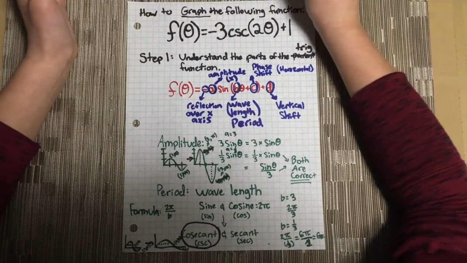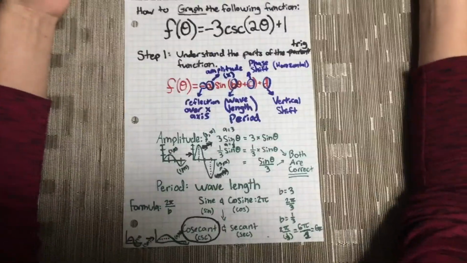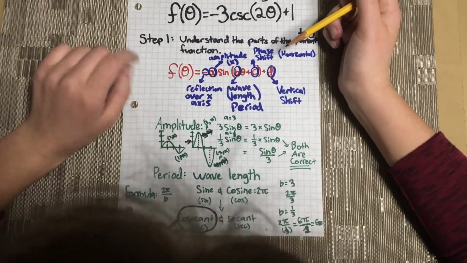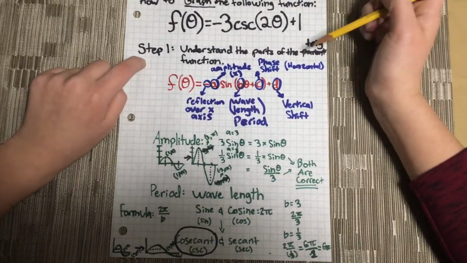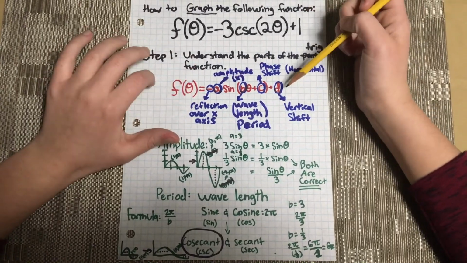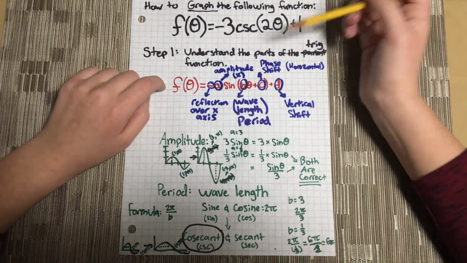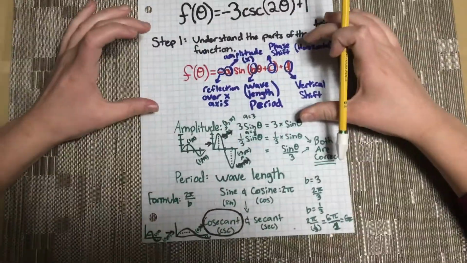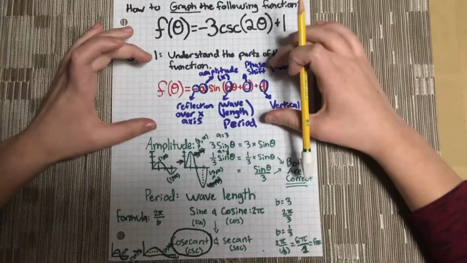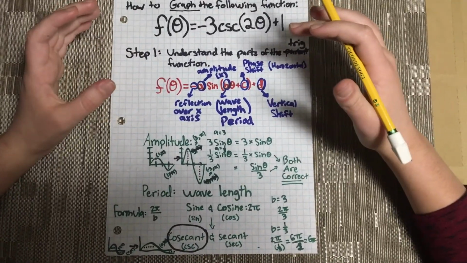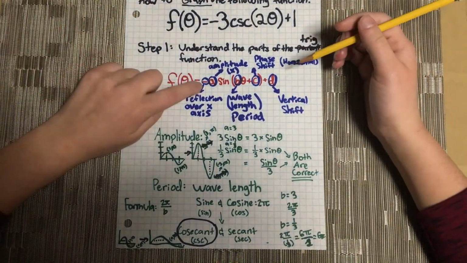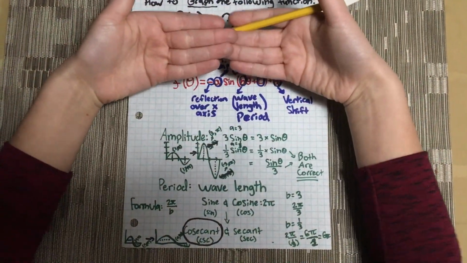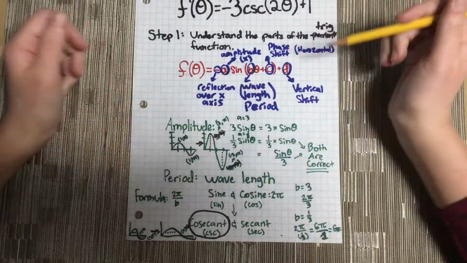Well, first we kind of need to know how to graph a function before we actually graph the function. So step 1 is to understand the parts of the trigonometric function. This is just a basic example. Right up here, a negative or plus in front of the entire function is a reflection over the x-axis. So a negative would mean instead of being up here above the x-axis, it would be down here below the x-axis.